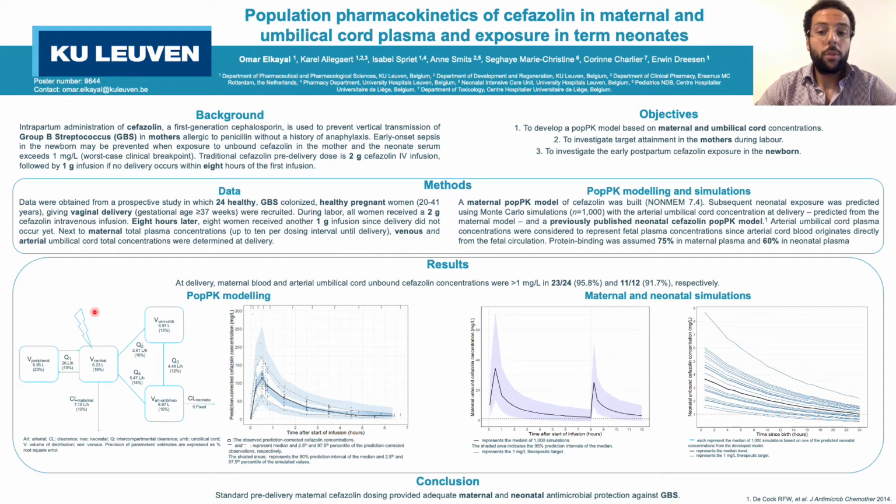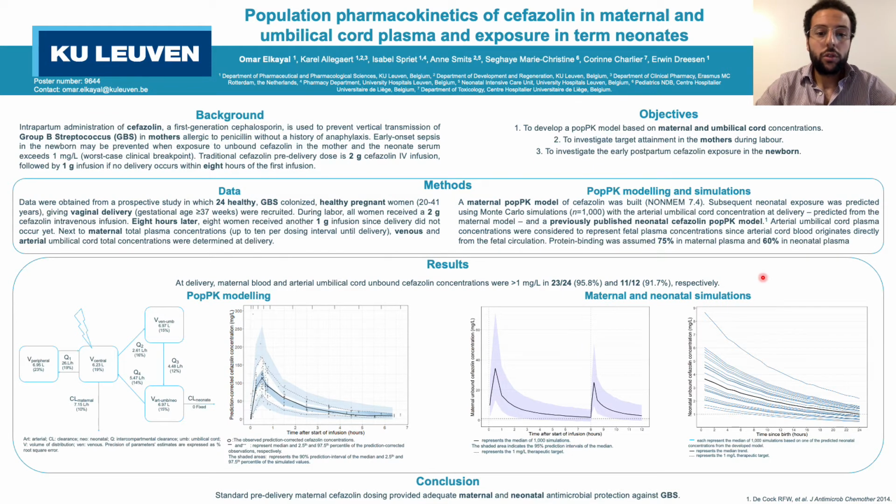A two-compartment model was developed with IIV on clearance, central volume of distribution, and peripheral volume of distribution. Additionally, two compartments were added, one describing the venous umbilical cord concentrations and another describing the arterial umbilical cord concentrations, in which we assumed that it represents the neonate concentrations. Our prediction-corrected VPC showed that our model provides an adequate fit for our data.